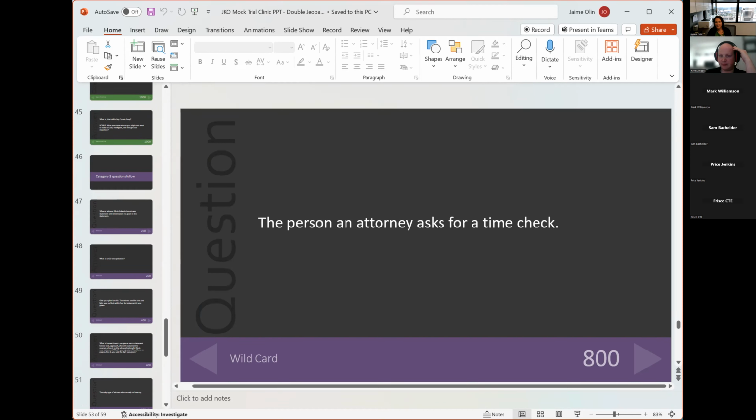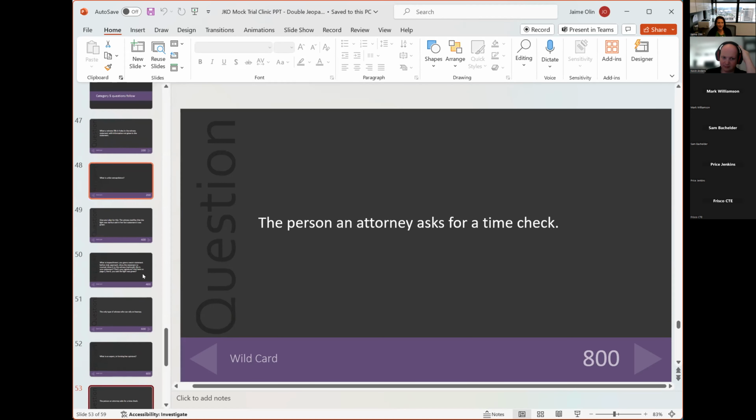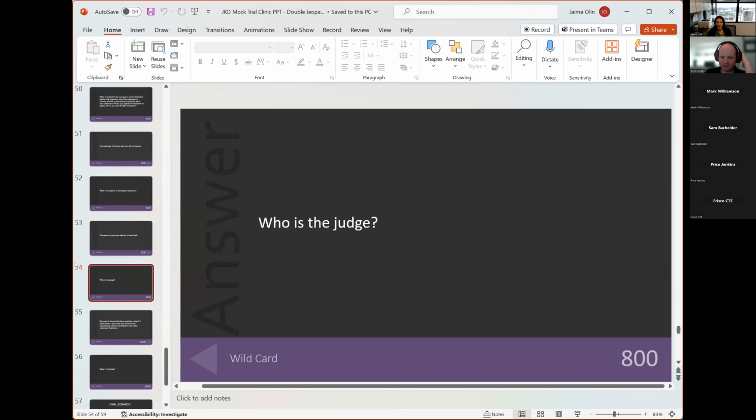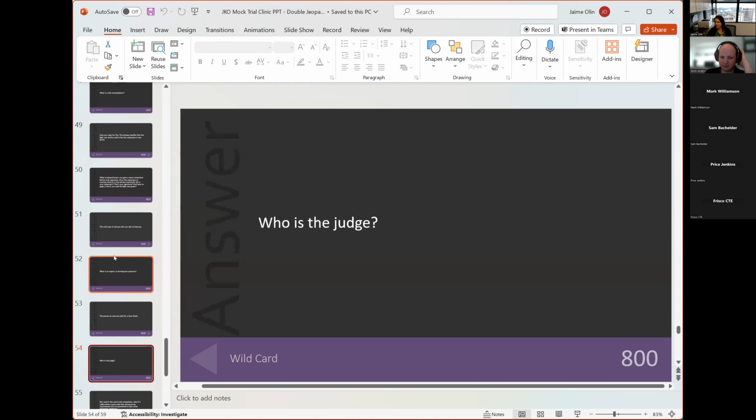Yes, the attorney would ask the judge for a time check, and then the judge would ask the timekeeper. That is correct. And again, that goes back to during the course of a trial, the only person other than the witnesses that the attorney generally speaks to is the judge. And as presiding judge, I would then ask the timekeepers to give me the status of the time.